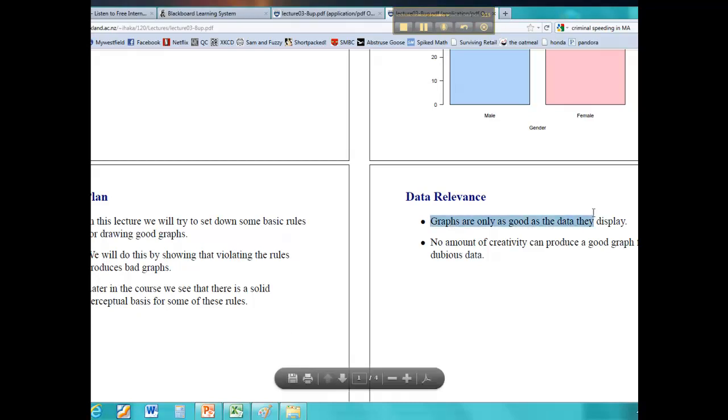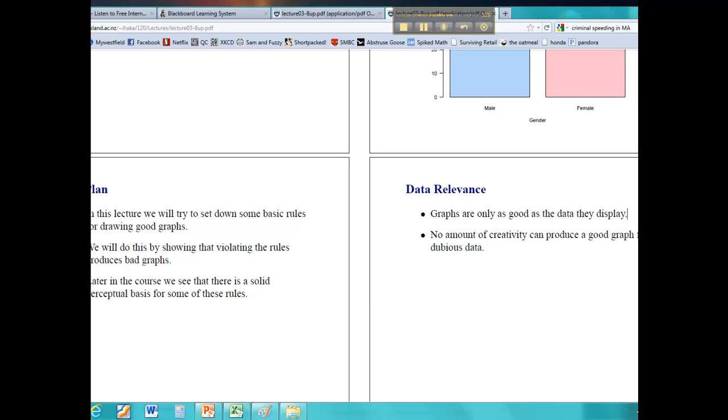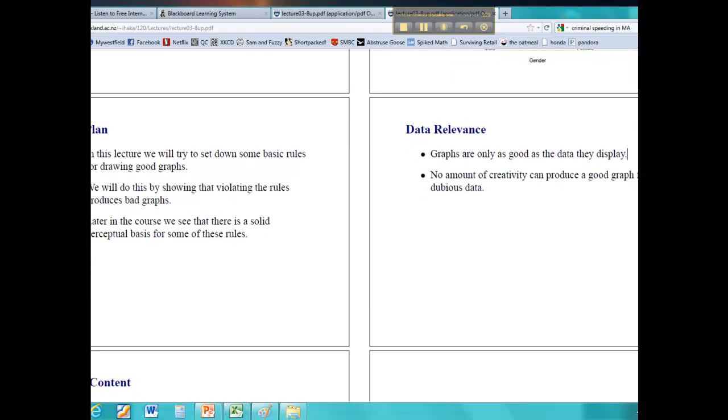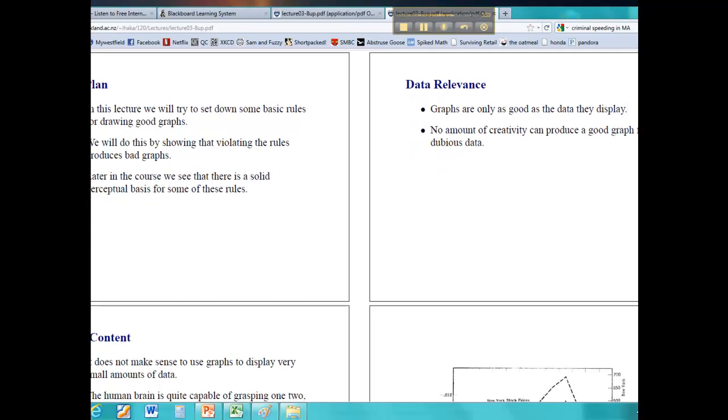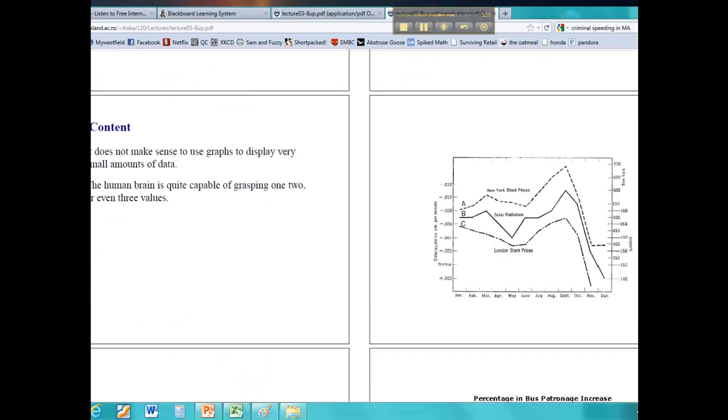It's important to know that graphs are only as good as the data they display. And no amount of creativity can produce a good graph from dubious data. Okay, so you got to make sure your data is good and strong and your statistics are good and strong in order to have a good graph. Content is important. If you are using very small amounts of data, there's no point for a graph. We can grasp the values.